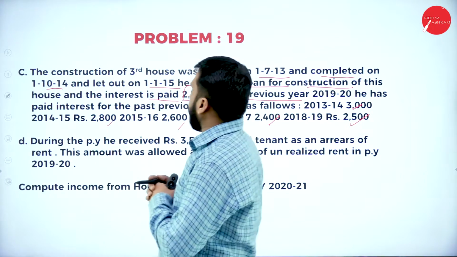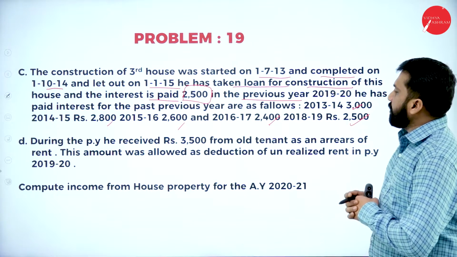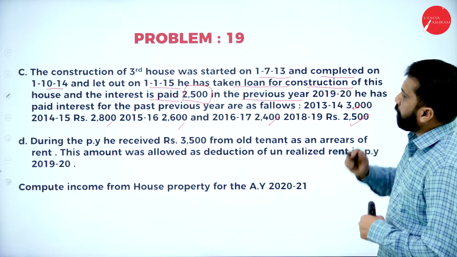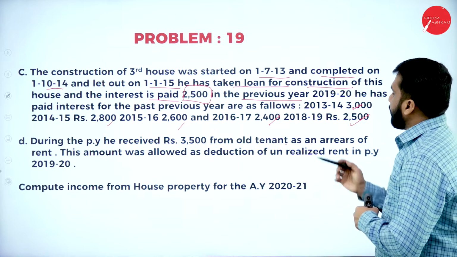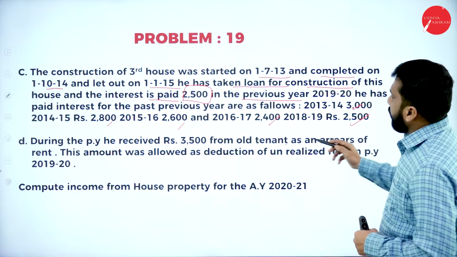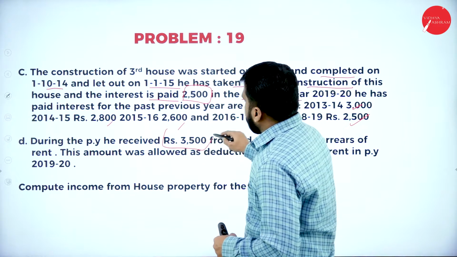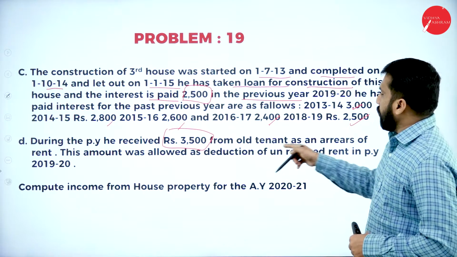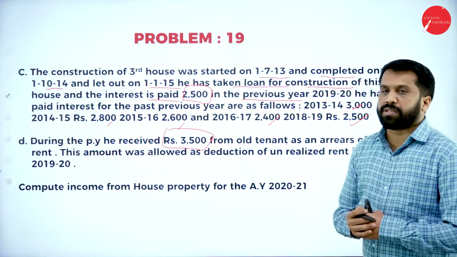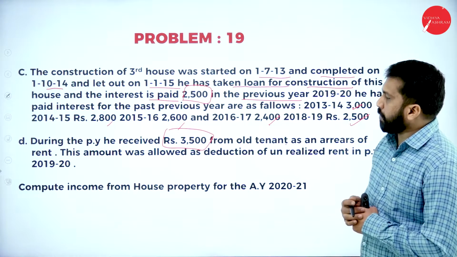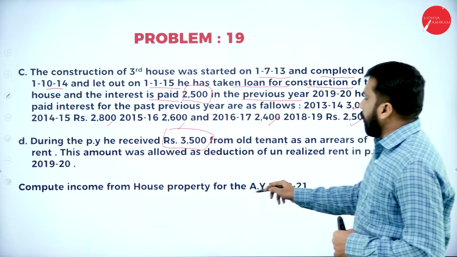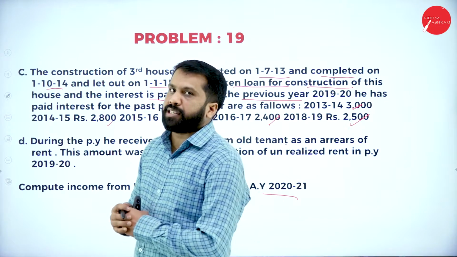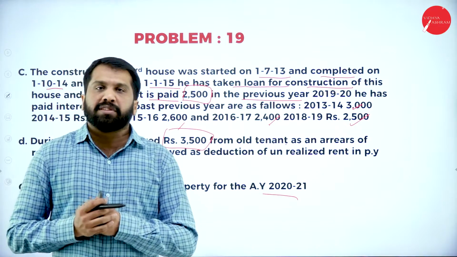Clear? Yes. Now, during the previous year, he received 3,500 from old tenant as an arrears of rent. The amount was allowed as deduction of unrealized rent. There is an unrealized rent of rupees 3,500 which is collected. Now, it is all about what? Your third house. These are the information for your third house. Compute income from house property for the assessment year 2020 and 2021. These are the informations you have.